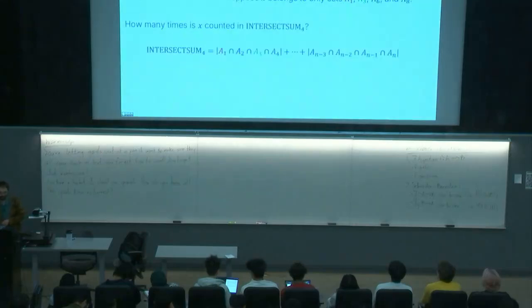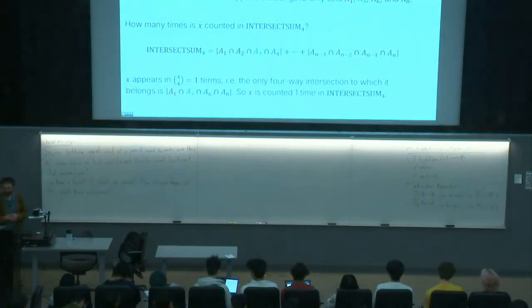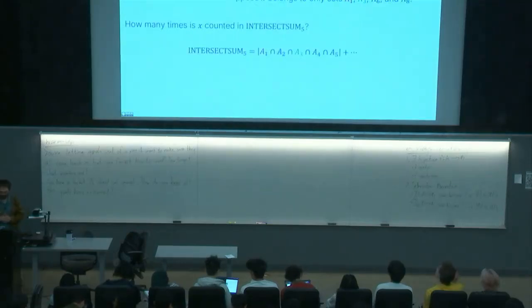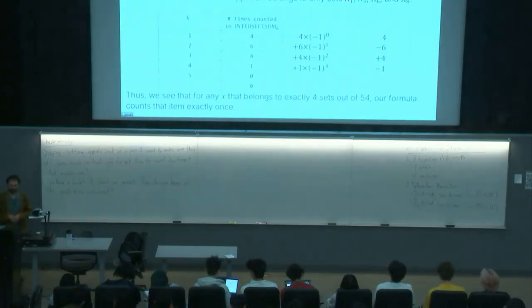Okay, intersect sum 4. How many times does x get counted here? How many sets does it belong to? 1. Which set? A1 intersect A3 intersect A6 intersect A8. That's the only one. So x gets counted only 1 time. What about intersect sum 5? How many 5-way intersections does it appear in? 0.